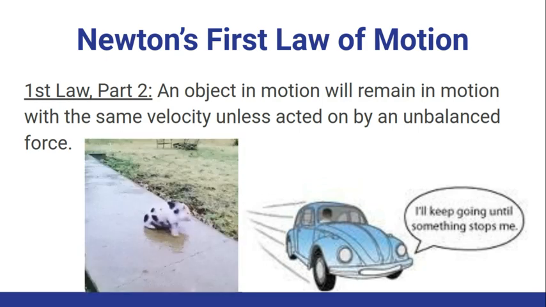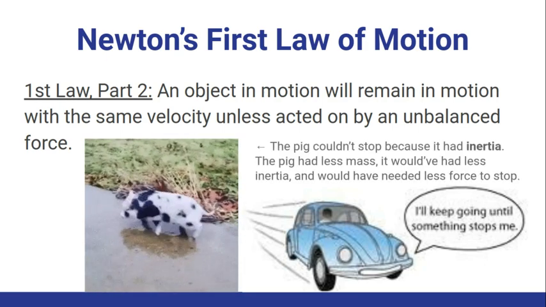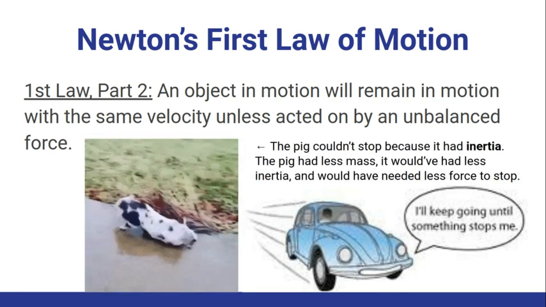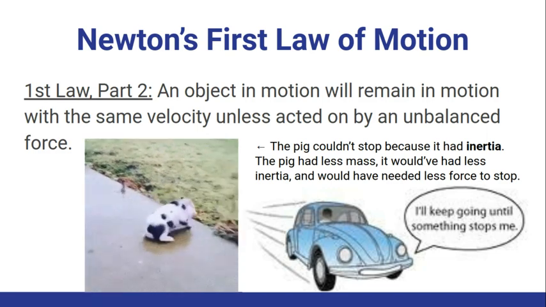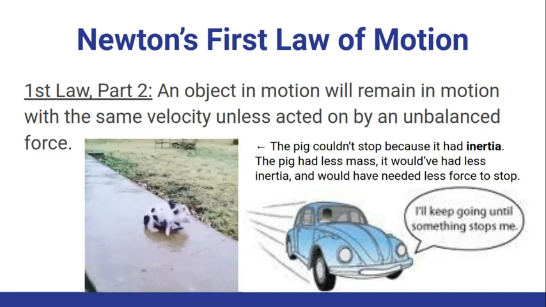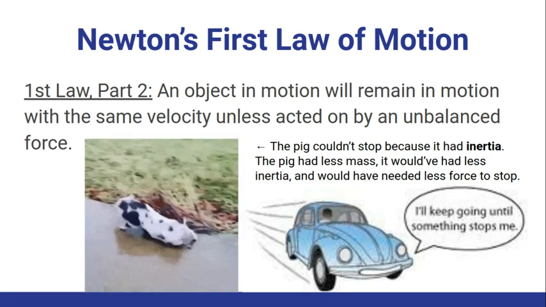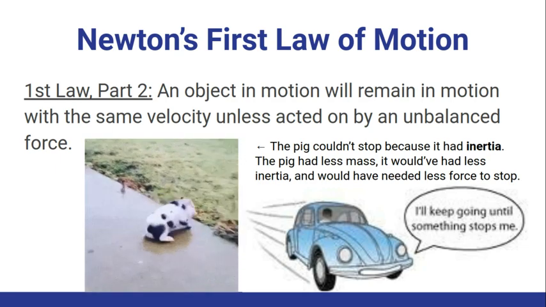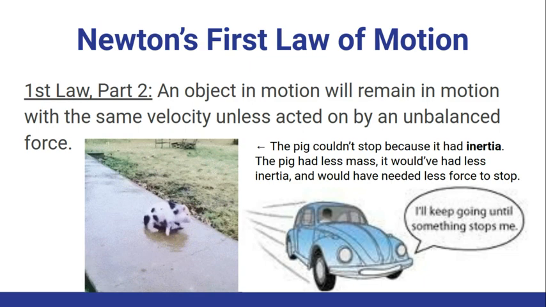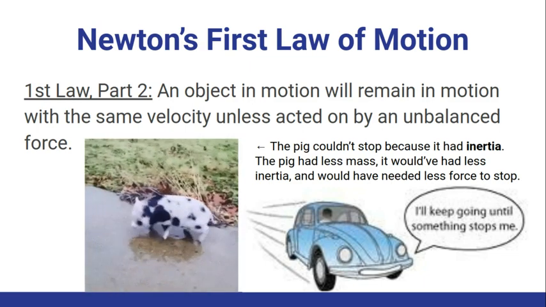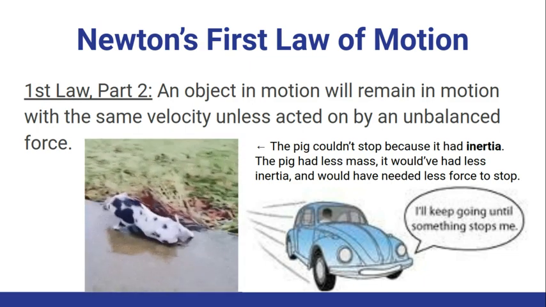Now, one last thing to keep in mind. You might remember that I talked about something called inertia at the beginning. We say the pig couldn't stop in this example because it had inertia. The more massive something is, the harder it is to stop. So if this pig was larger, then it would have needed more force to actually come to rest.